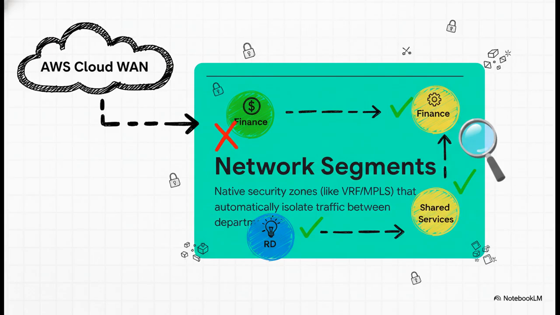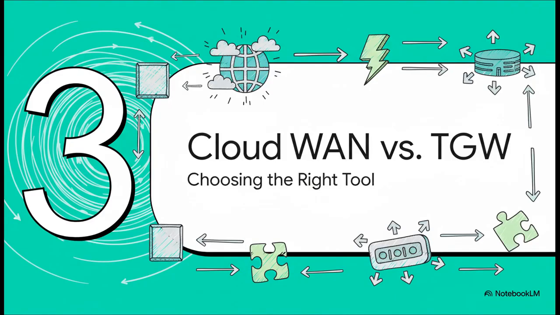And you get all this without having to mess with complex manual route table configurations. It just works. Okay, so this brings up a really important question for anyone designing a network on AWS today. When do I use Cloud WAN, and when should I just stick with the good old transit gateway? Knowing the difference is absolutely key to making the right call for your architecture.